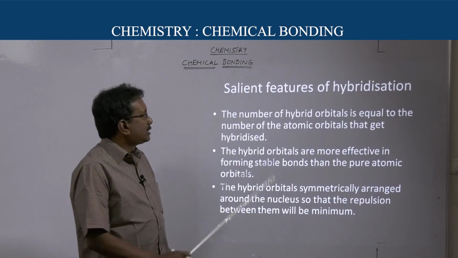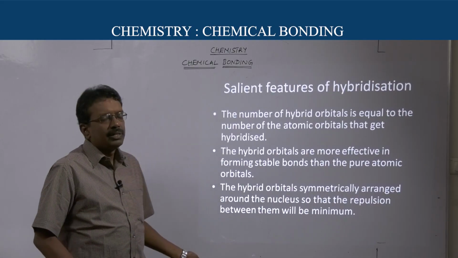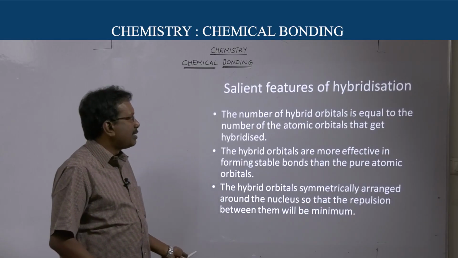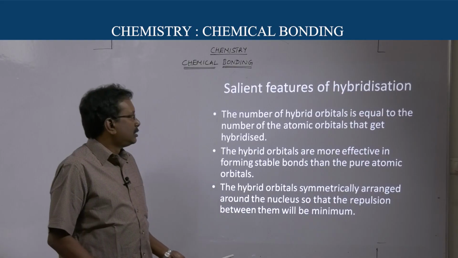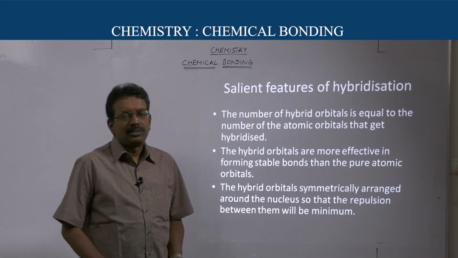In this hybridization, the first point is that the number of hybrid orbitals is always equal to the number of atomic orbitals that get hybridized.